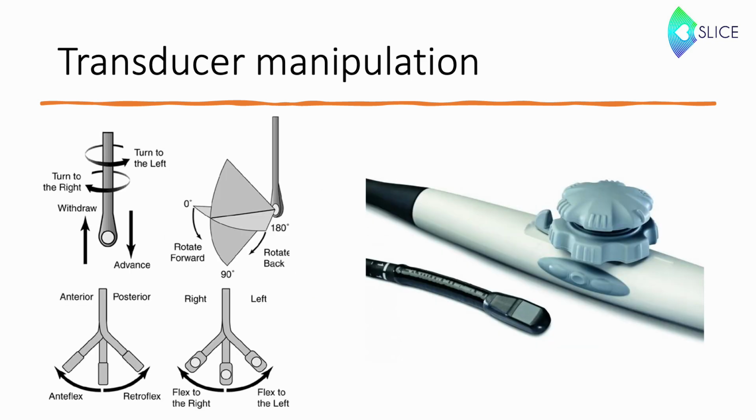Regarding probe manipulation, the TOE probe can be advanced or withdrawn into the patient. It can also be turned to the right or left. The small and large wheels, as mentioned, control the tip's anteflexion, retroflexion, and lateral movements to the right and left. Pressing the small buttons rotates the ultrasound beam clockwise or anticlockwise up to 180 degrees, mimicking the rotational movement of a TTE probe.